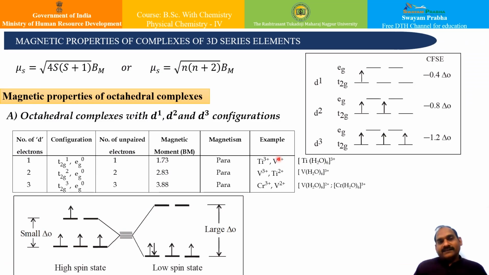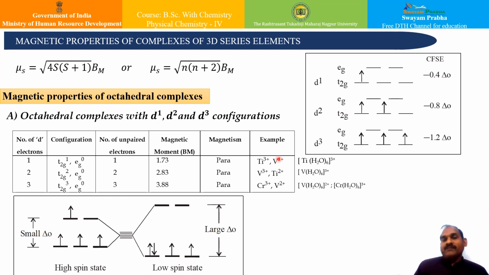Let us see a very interesting discussion based on the magnetic properties of complexes of particularly 3d series elements. This will give you a very fundamental idea about the utility of this particular concept. Now we all know that the crystal field theory could successfully explain the properties of complexes formed by various transition metal ions.